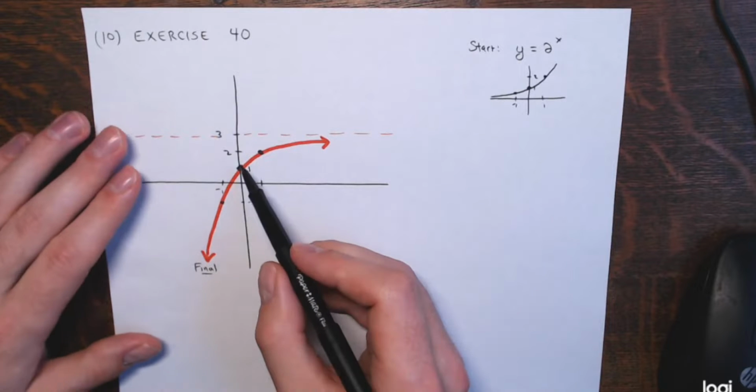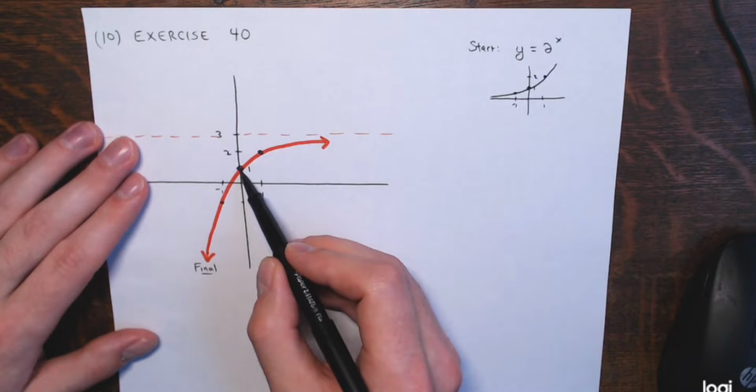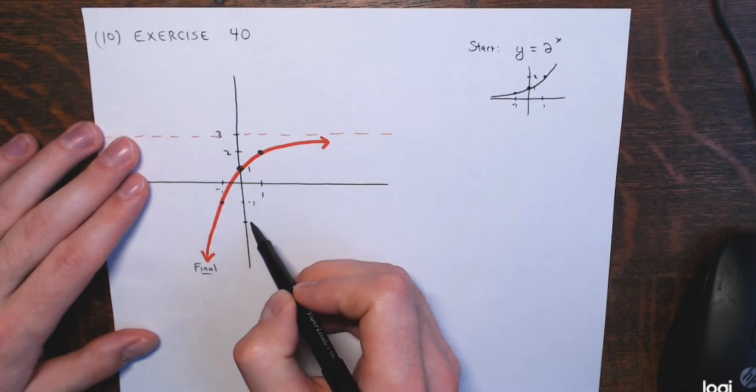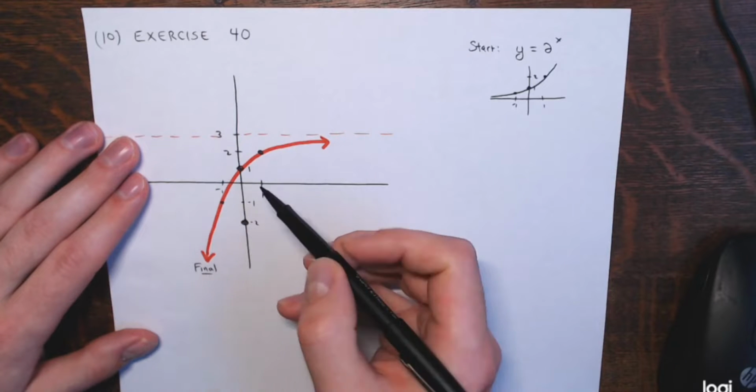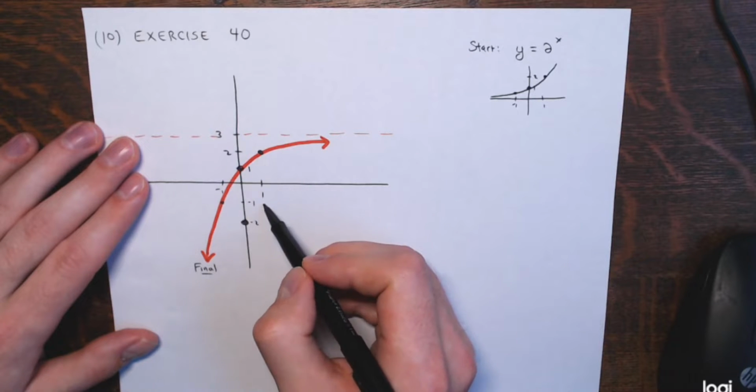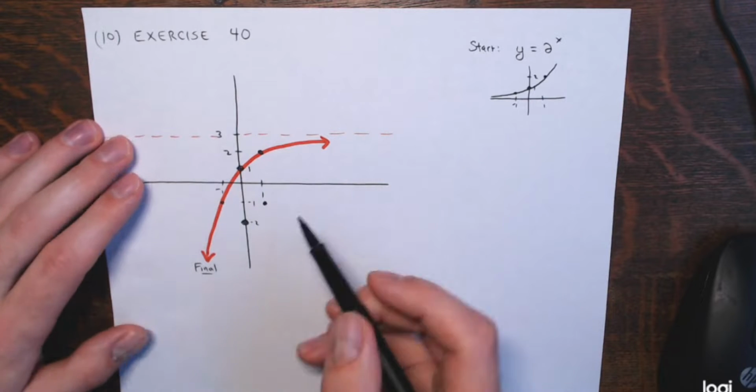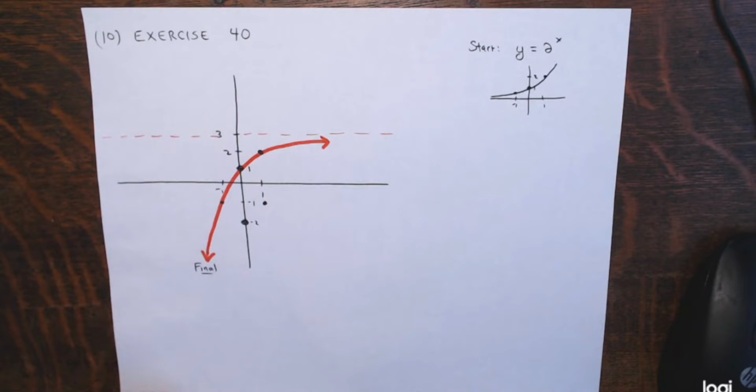So I move everything down 3. So 0, 1 goes down 3 to 0, -2. 1, 2 goes down 3 to 1, -1, and then the asymptote's the x-axis now. And so now we have this graph.